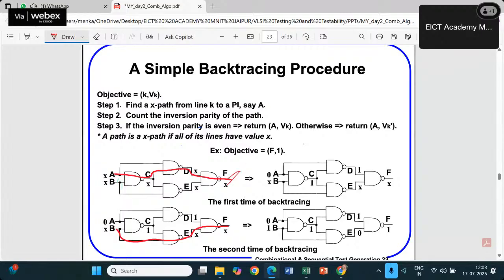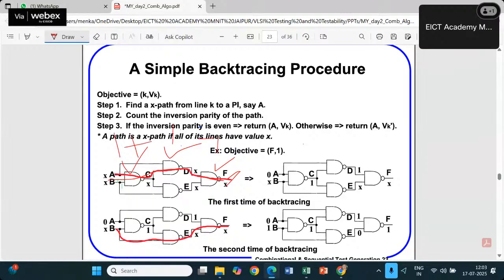Now, what is the next target? My target is to count the number of inversions. So in this particular path, how many inversions are going to happen? This is a NAND gate, this is a NAND gate, this is also a NAND gate. So one inversion here, one inversion here, one inversion here.